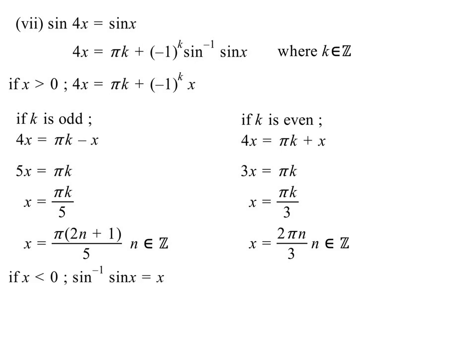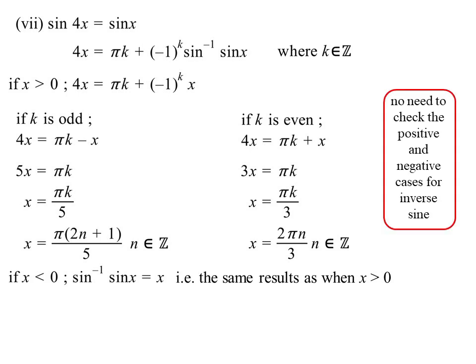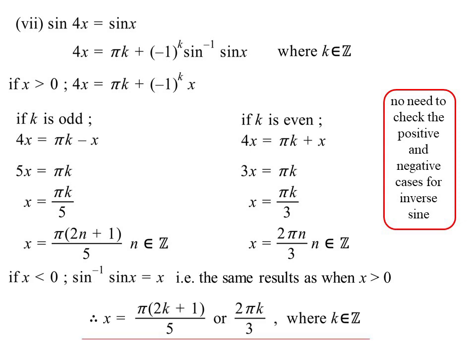But that's just if x is positive. If x is negative, now inverse sine of sine x is x, so that'll get the same results as when x is greater than 0, so I've got the same answers. So there's no need to check positive and negative for inverse sine. I have my answers. I bet you're glad we don't go to that depth anymore, aren't you?